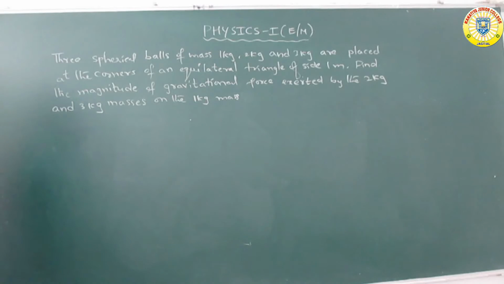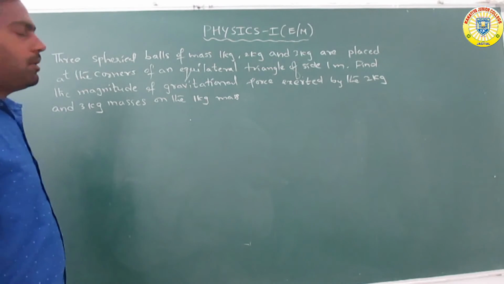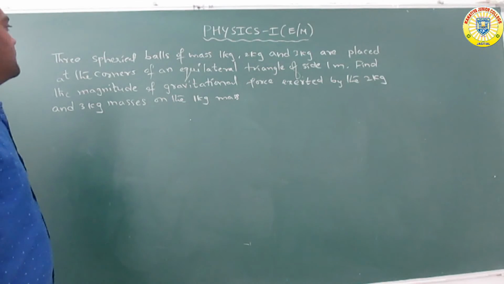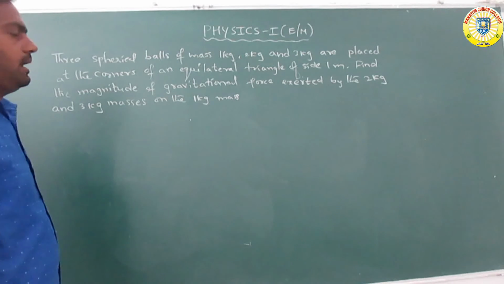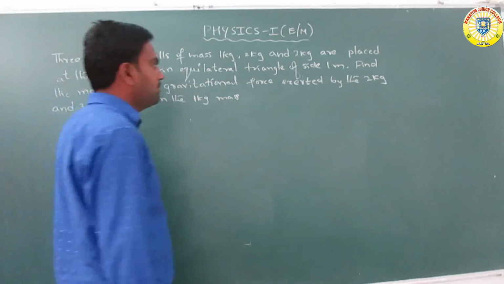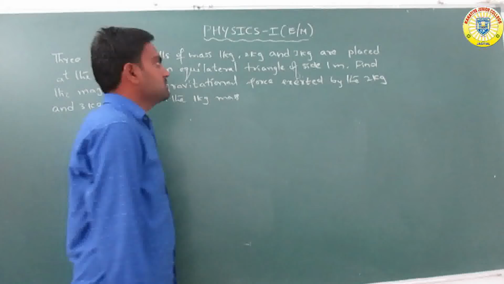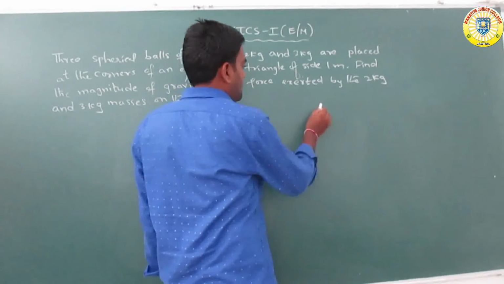Okay, so now here is the given problem. In this problem, three spherical balls of masses 1 kg, 2 kg and 3 kg are placed at the corners of an equilateral triangle of side 1 meter.